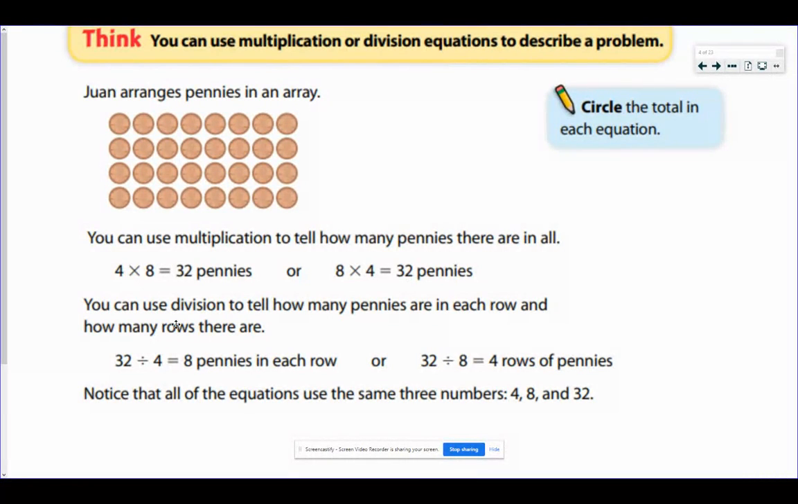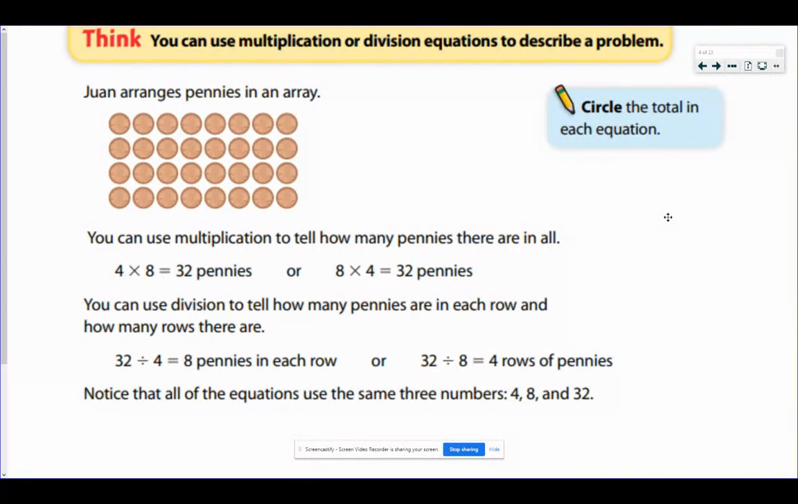We can look at it the same as we did with the tennis balls as a division problem to tell how many pennies are either in each row or how many rows there are. So if we have 32 pennies put into 4 rows, there's going to be 8 pennies in each row, or 32 pennies putting 8 in each row means you're going to have 4 rows of pennies. If you notice, all the equations use the same 3 numbers, 4, 8, and 32, so it's like a fact family.